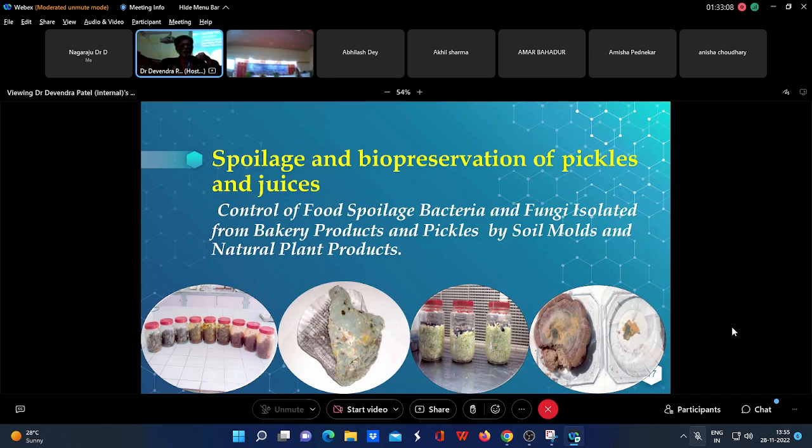So many fungi have been reported, and when we talk of raw juices, they have molds, and some of these molds, as you know, are toxin producers, Aspergilli and Penicillia. And these toxins are carcinogenic. And we studied how we can preserve these juices using plant preservatives, on the basis of plant extracts. Next, please.